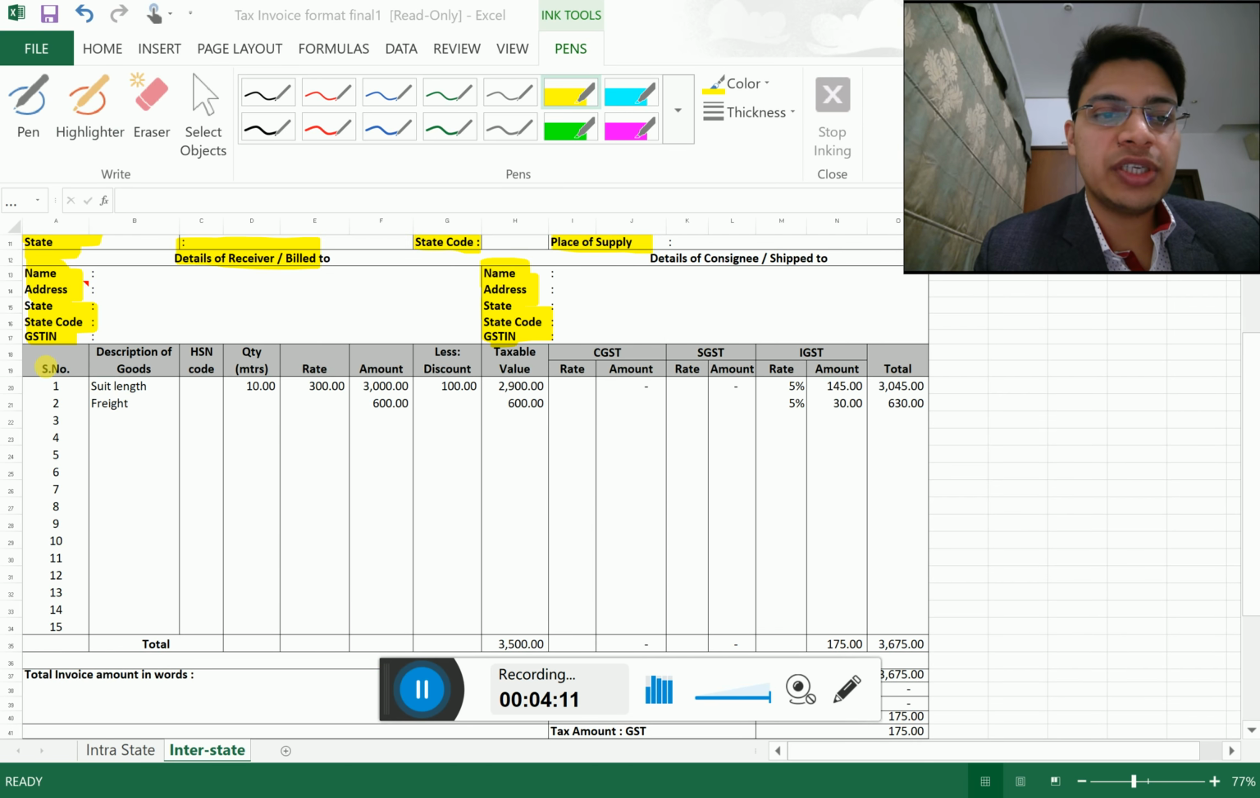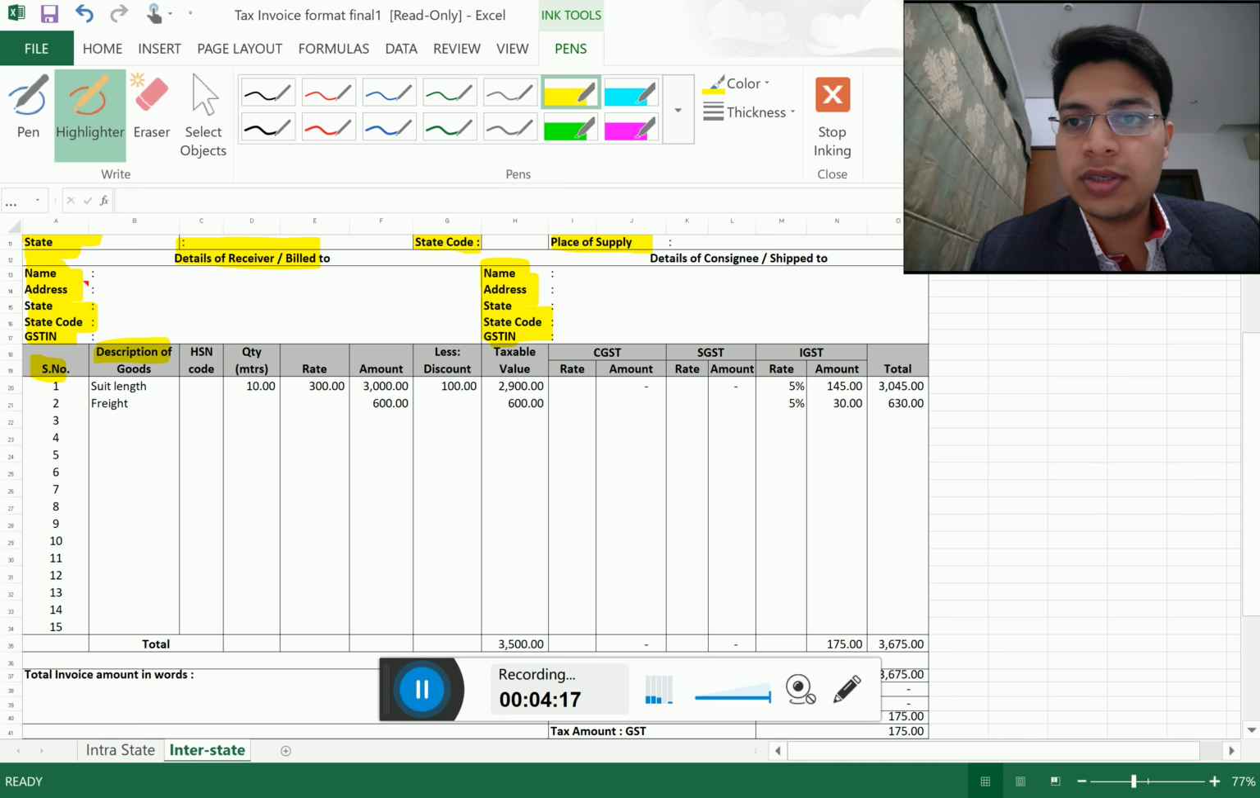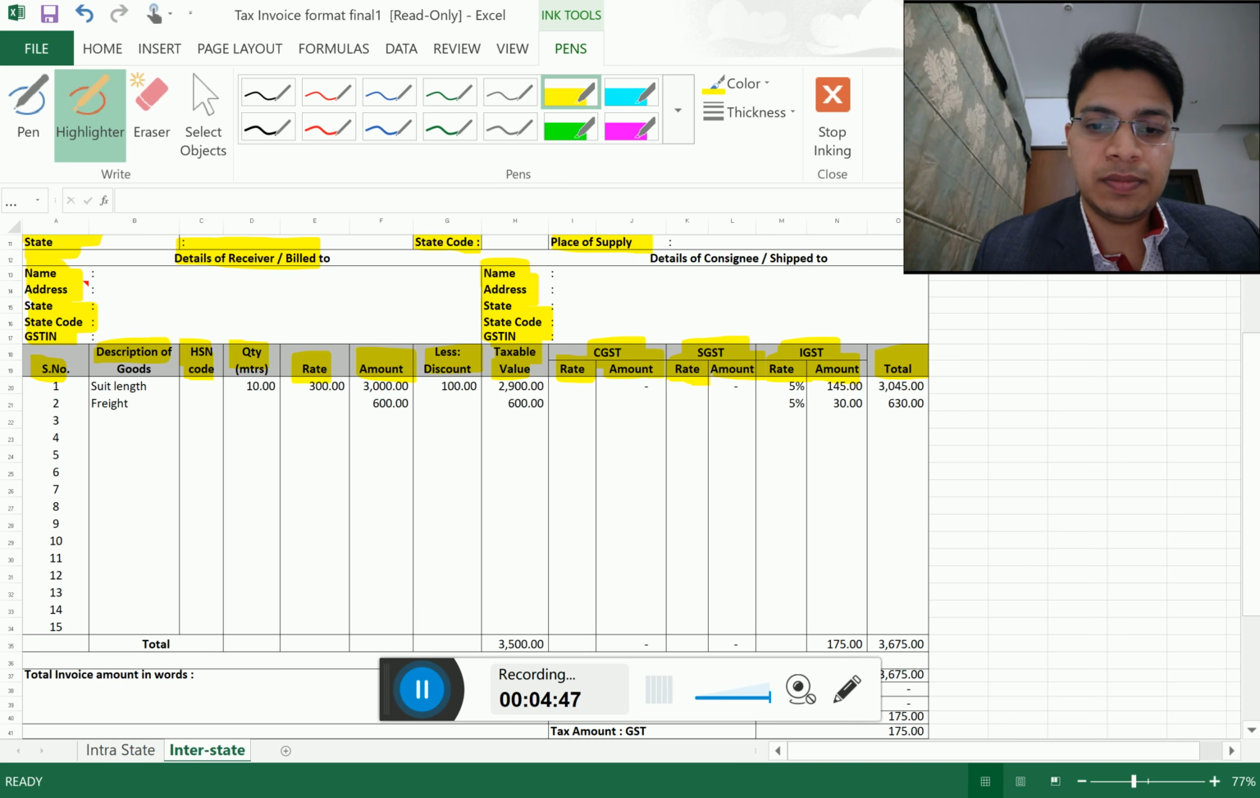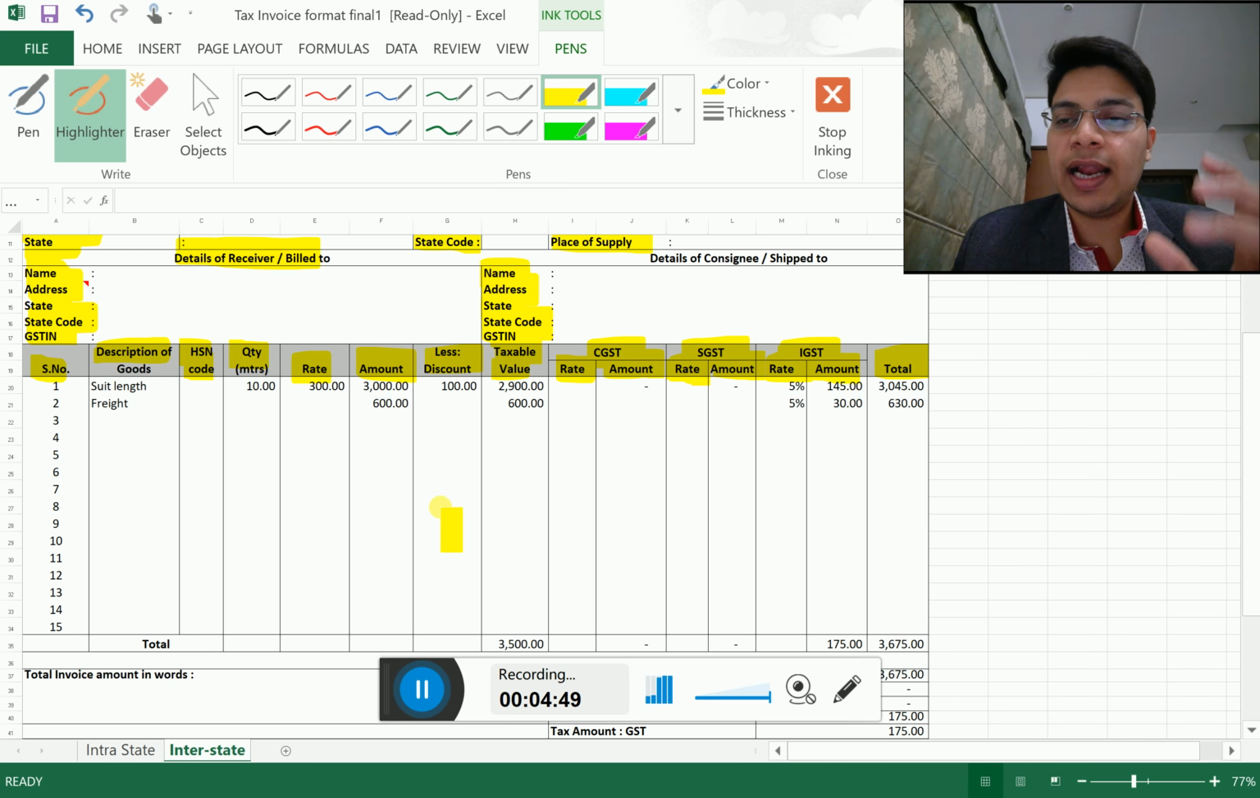You'll have to mention the serial number, description of goods, HSN code of the goods. There is one point related to HSN code which I will be discussing after this format. Quantity, rate, amount, the discount that you are offering, taxable value, CGST rate, CGST amount, SGST rate and SGST amount, IGST rate and amount, and the total. First I'll discuss the format, then I'll take up this example which I have written.